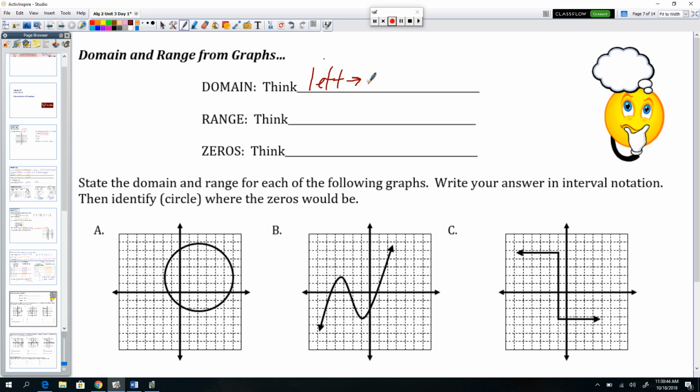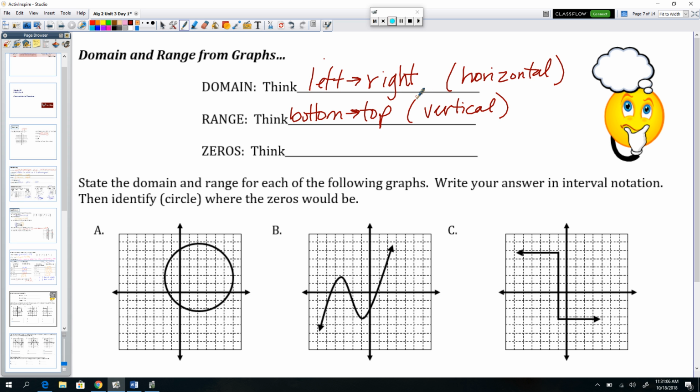I want you to make a list of all the x values and list them left to right. Think a horizontal scan, okay? And for range, I want you to think bottom to top, okay? That's a vertical scan. When you're talking about domain, I want you to talk to me left to right. Do not go backwards. Start at the left and end at the right. And when you talk to me about range, I want you to think bottom to top, littlest to biggest.